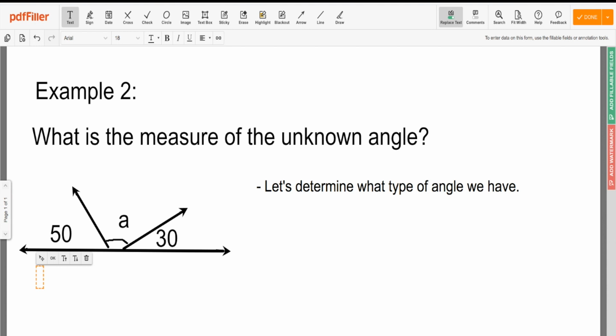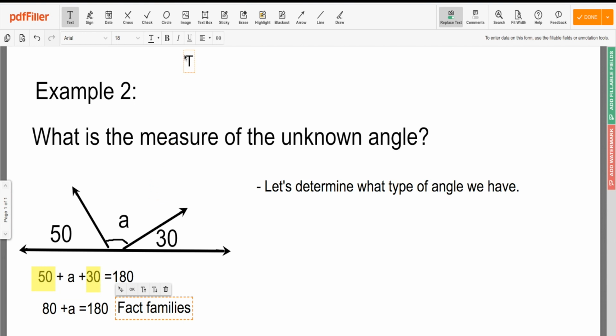So we're going to write an equation to represent this diagram. Our equation is 50 plus A plus 30 equals 180. So now we're going to combine our numbers, add those together. When we add those two numbers together, we end up with a value of 80. So our new equation is 80 plus A equals 180.